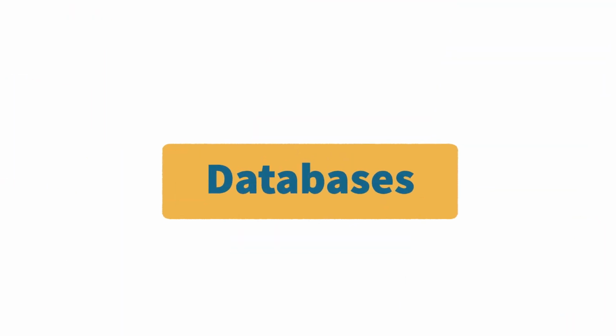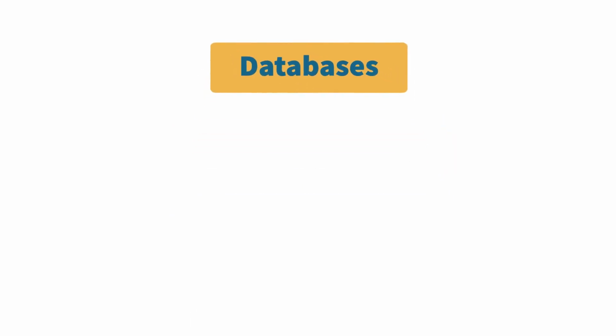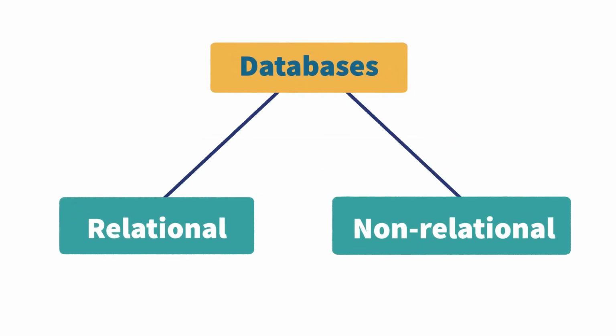In the back end of web apps, there are databases. This is where the information is stored. There are two types of databases, relational and non-relational databases. The simple difference between these two types of databases is the way they store data.